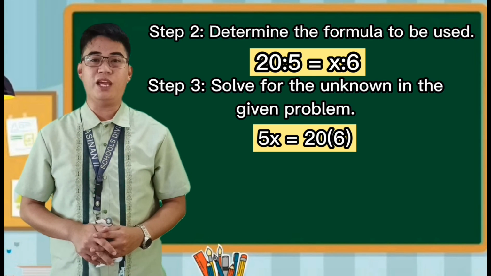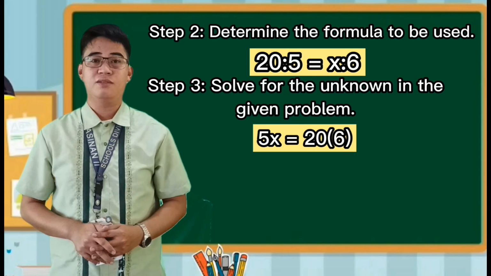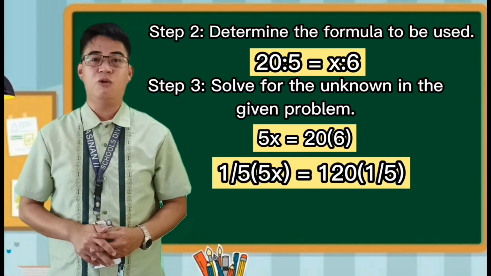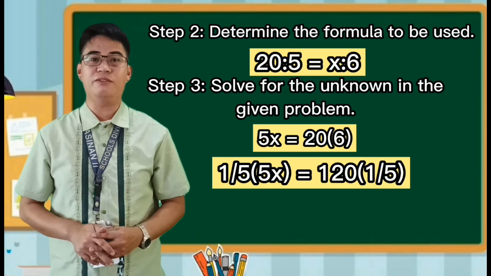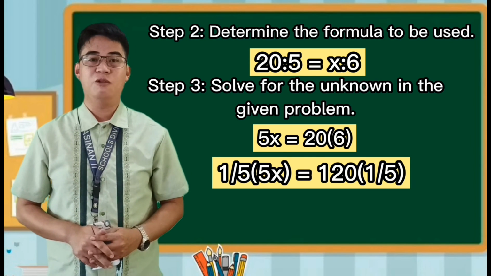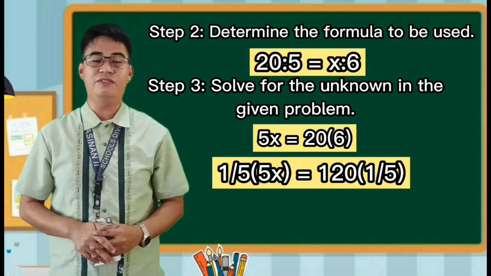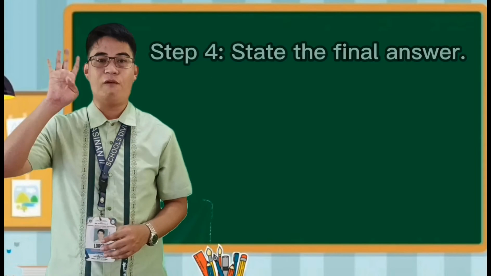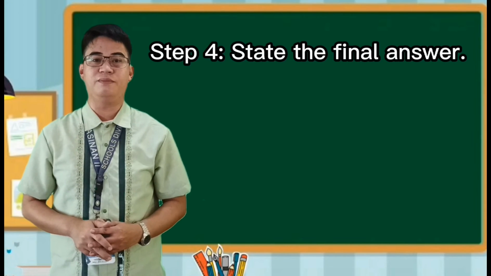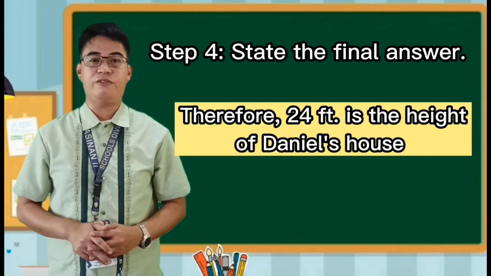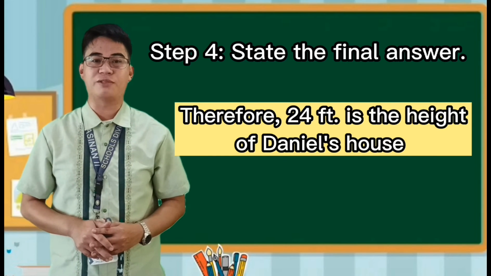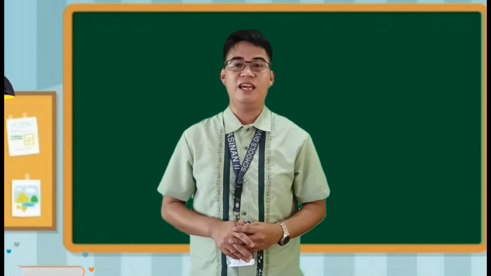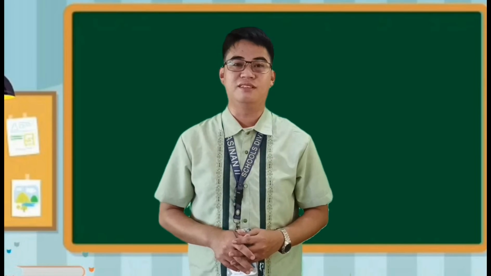We will use the multiplication property of equality. So we have 1/5 times 5x is equal to 120 times 1/5. After that, we simplify and we have x is equal to 24 feet. Step 4, state the final answer. Therefore, 24 feet is the height of Daniel's house. Very good, class! Thank you for helping my friend Daniel in finding the height of his house.